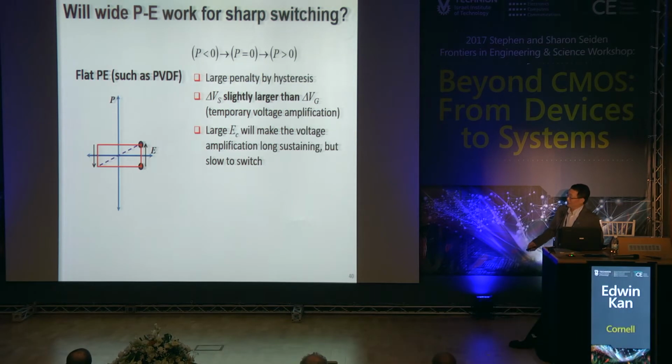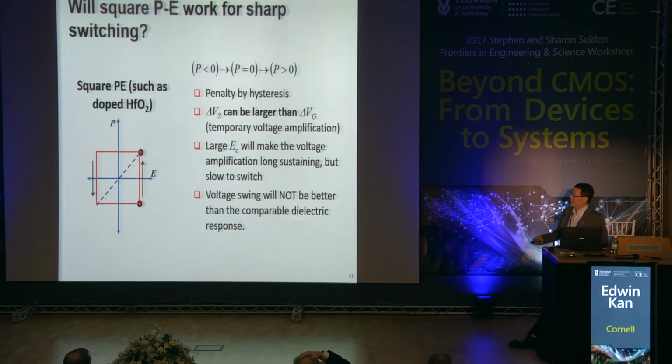In the same argument, if you have a flat one, you will have even more problems, because even though the coercive field is larger, so that you're less subject to perturbations, your remnant polarization is smaller, so the additional temporary sharper switching is smaller. How about the square one? The square one is the gray Hafnia, ferroelectric compatible with CMOS, so all the aspect ratio will be correct.